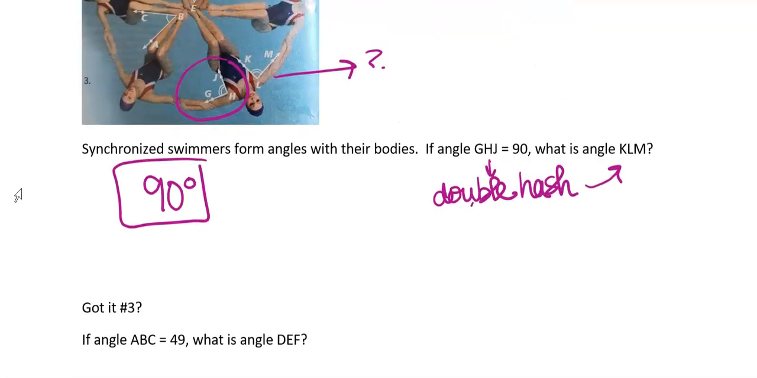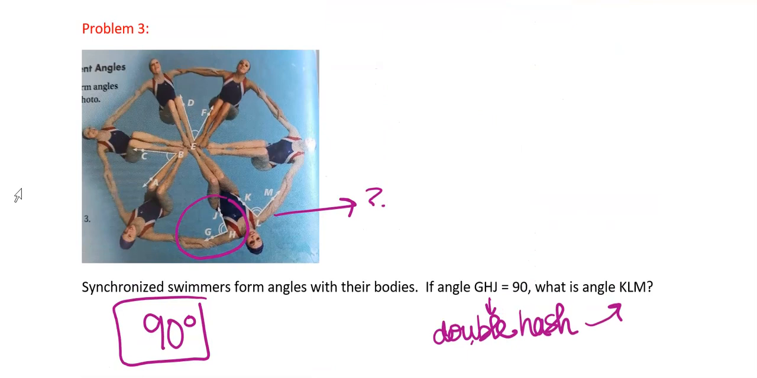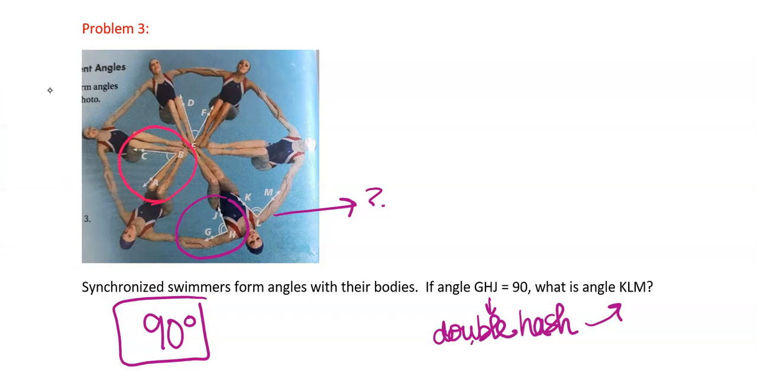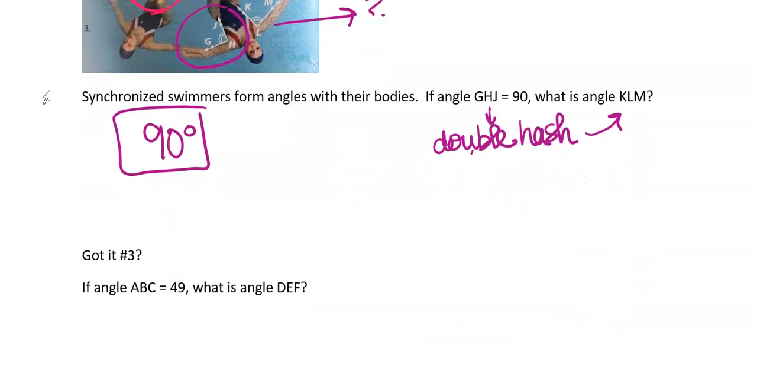You can pause it and work on Got It question number 3. It says if angle ABC equals 49, what's DEF? Angle ABC is this one. That one has a single hash mark. DEF also has a single hash mark, so that one also equals 49 degrees.